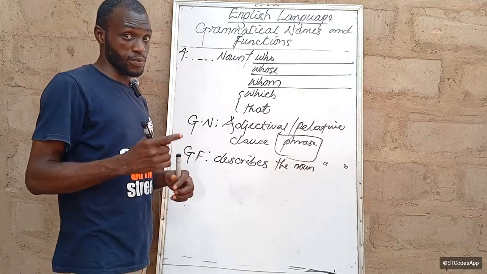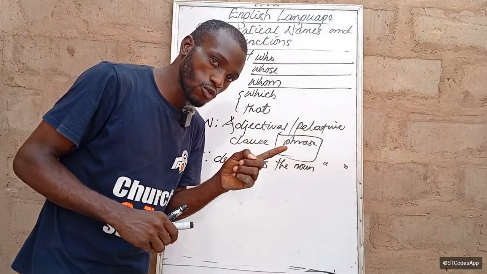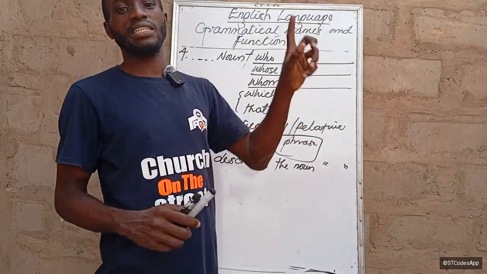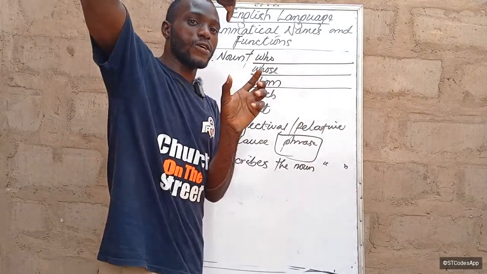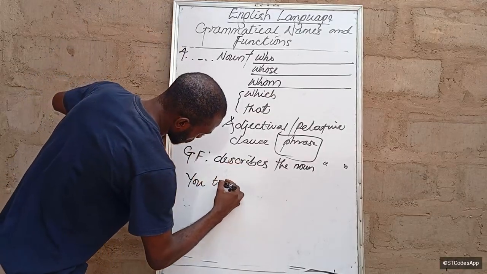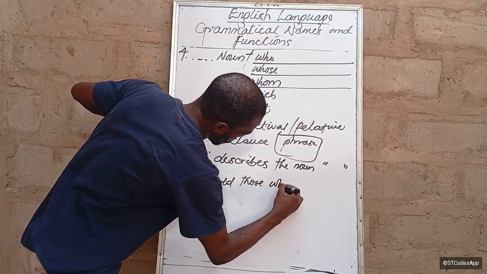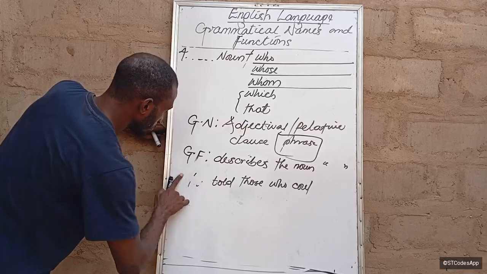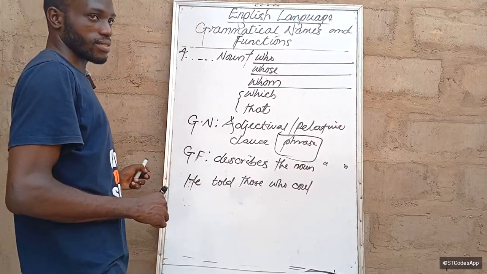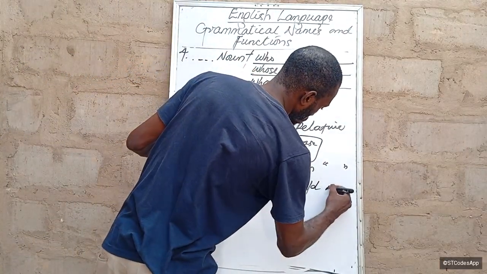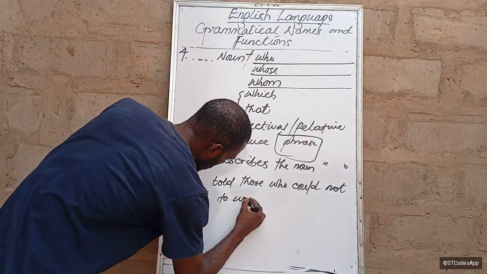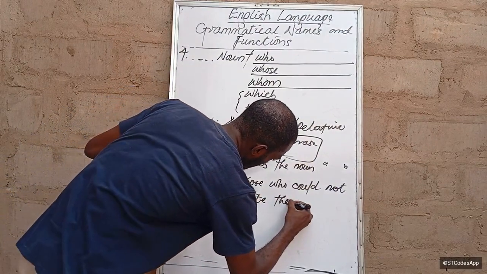For example, look at this. We can have a pronoun. For example, I say, you told those who could not attend the party to write their names. So I now underline who could not attend the party. So those is, let's give it as an example. You told those who could not attend to write their names.